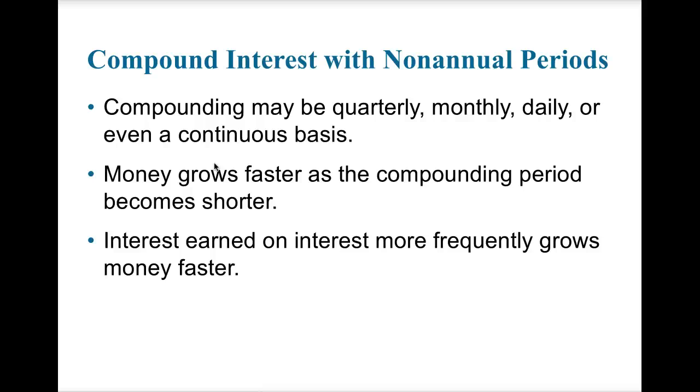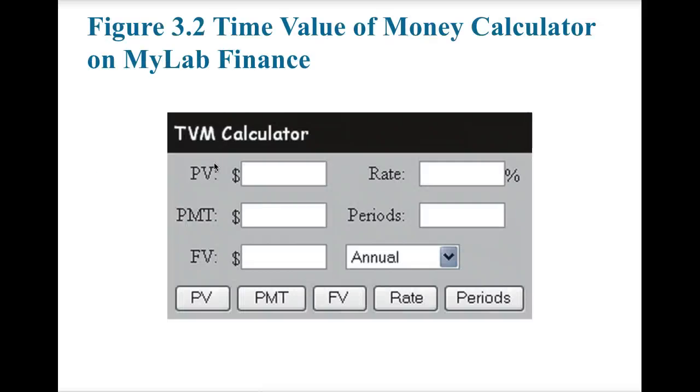So the frequency of compounding really grows the money faster. That's why when you have a loan, your loan is typically compounded monthly. If you have a savings account, it's typically compounded quarterly. And if you have a bond, it might be compounded semi-annually.